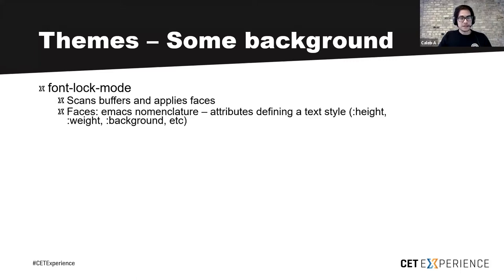So what is a face? A face is Emacs nomenclature. Basically, it is a set of attributes defining a text style. That style can include height, foreground color, background color, weight, italics, etc. Basically anything that would go into text.